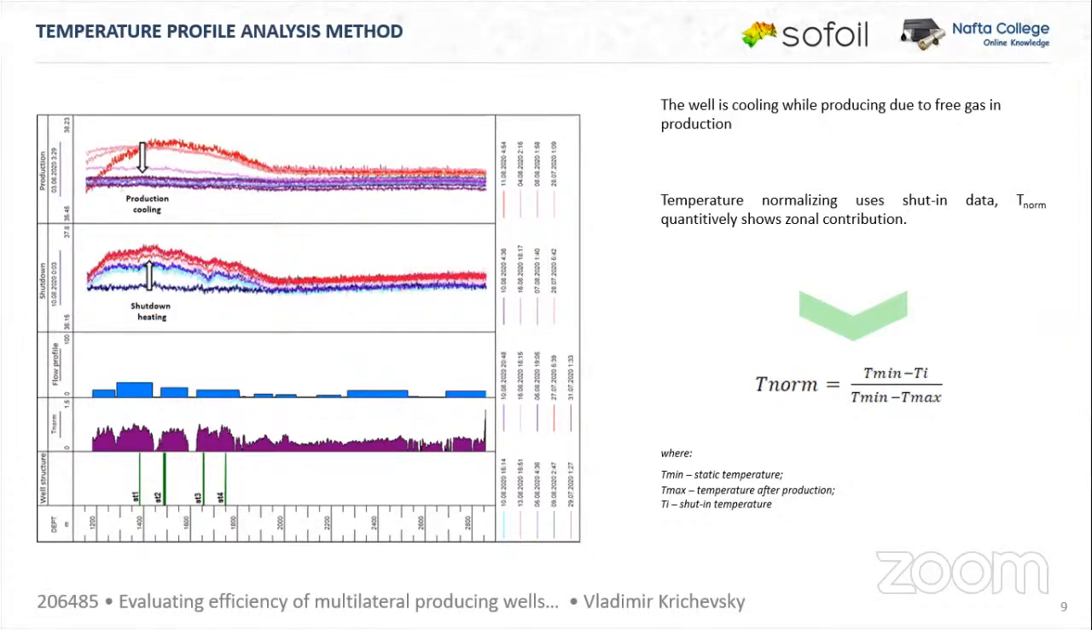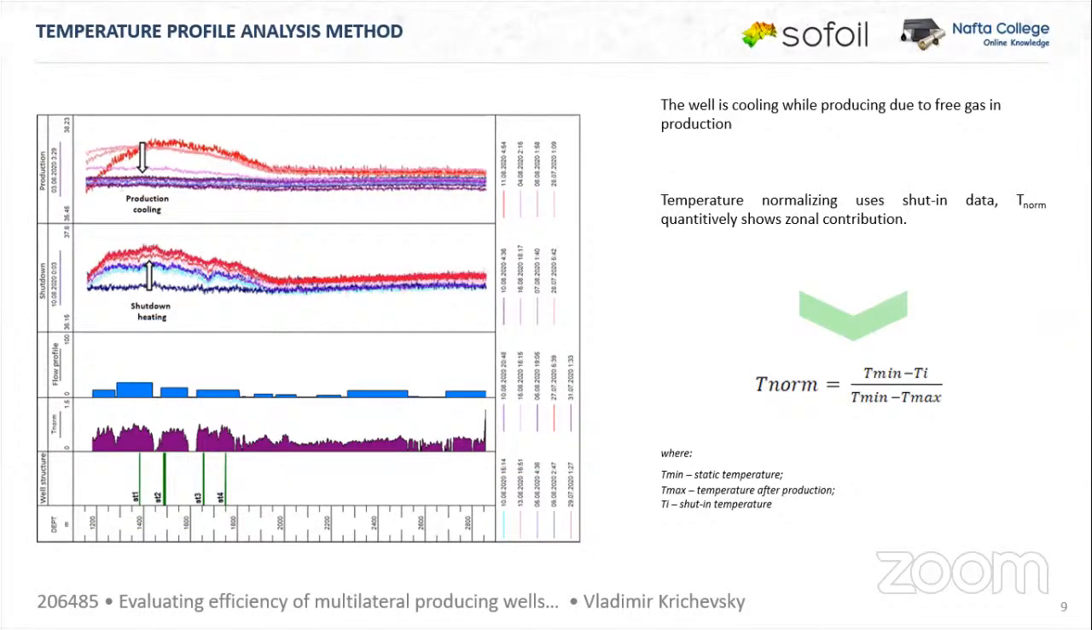And how to estimate the inflow profile? Let's see. Whenever an interval of your wellbore is producing, it's cooling down. The rock around this zone is also cooling down. And then when you shut the well, it starts to warm up, but the intervals which contributed the most would warm up slower compared to the other ones.